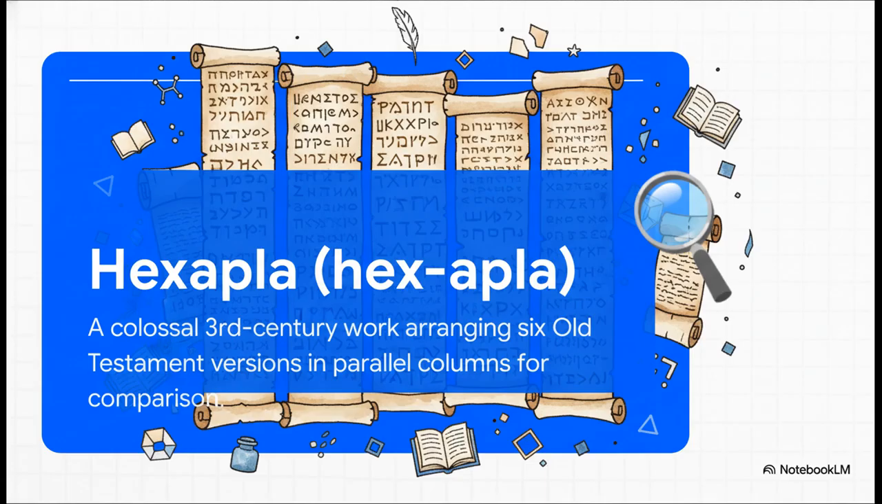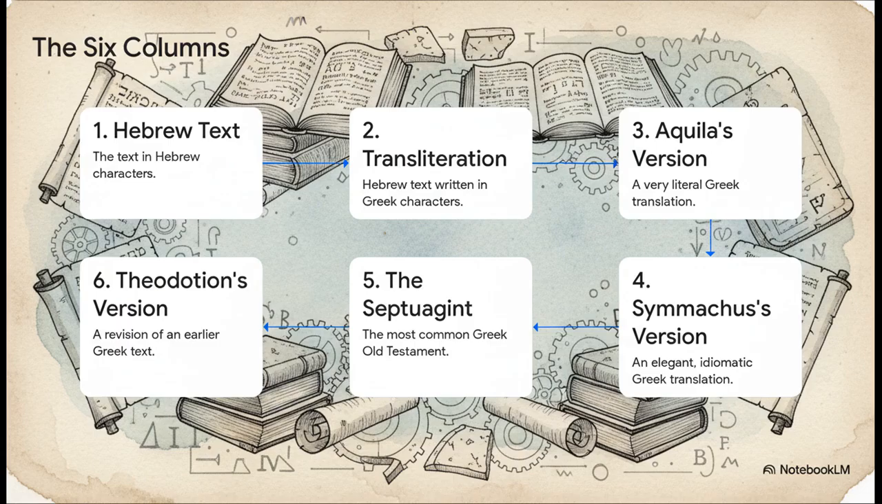So that's the real mystery here. Why on earth would anyone go to all that trouble just to highlight contradictions instead of erasing them? Just look at how this was set up. Origen meticulously laid out 6 different versions of the Old Testament right next to each other. He wasn't trying to hide the differences or smooth them over. No, he was putting them on full display. This wasn't some kind of flaw in the project, it was the entire point.